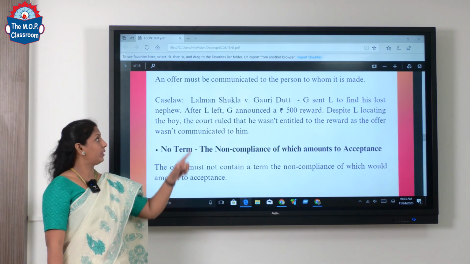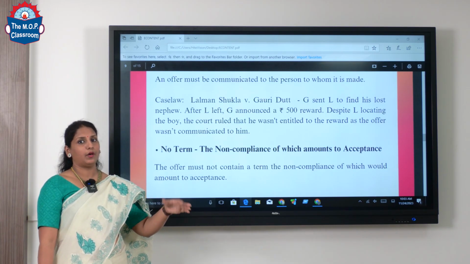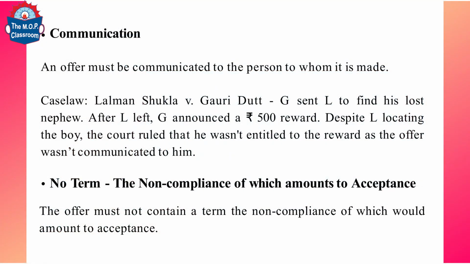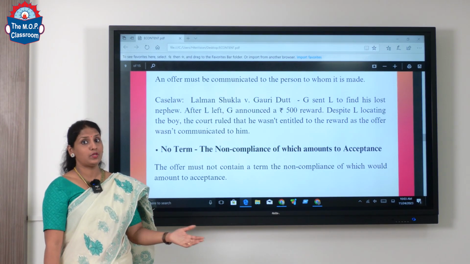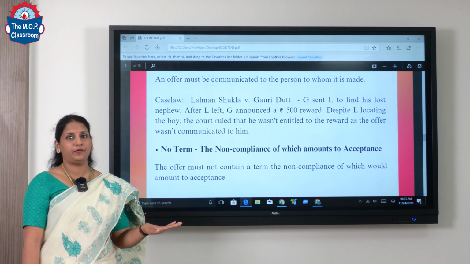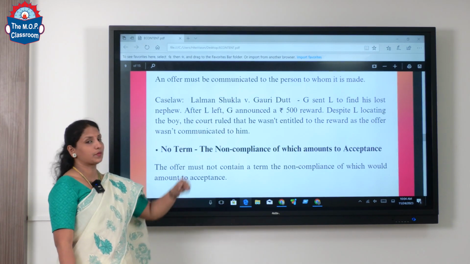But this was not known to Mr. Lalman. So when Lalman came, bringing the nephew, Gauri paid him just some 20 rupees or 100 rupees, and Lalman thought it was just a small reward from his master, and he was so happy with it. But later on he realized that there was an advertisement in the newspaper rewarding 500 pounds, and he realized that he was not being paid for that. So Mr. Lalman Shukla was angry and he filed a case against his master.